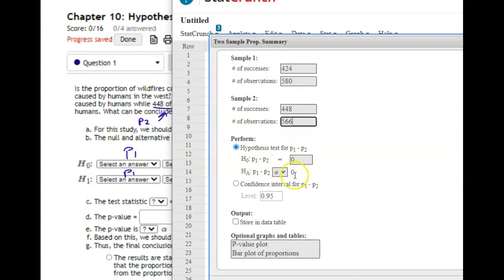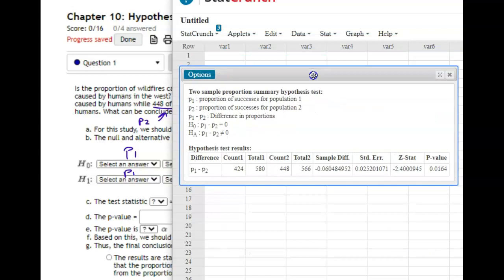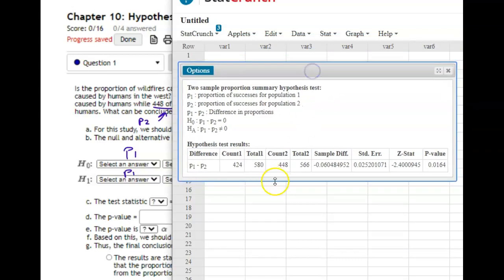So notice in StatCrunch, it's not given as P1 equals P2, rather it's given as P1 minus P2 equals 0, which means the same thing. And then the alternate is P1 minus P2 is not equal to 0. So that's all we need to put in there. Then we're going to hit compute, which I know it's off screen, but hit the blue button. All right, and we're given the z-stat and the p-value.